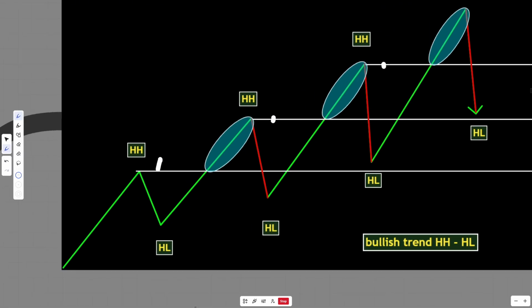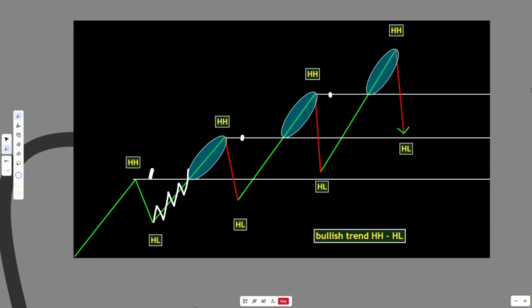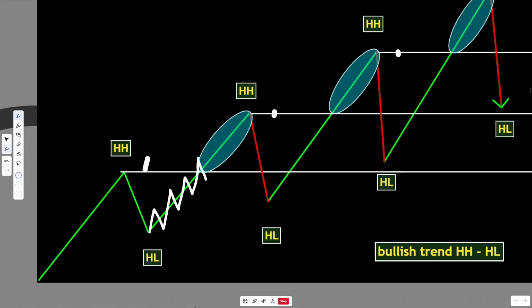So when the price breaks the swing high, you will see on the lower time frame like this: the price will break the swing high, and it will continue making higher highs and higher lows on the smaller time frame. This is on a higher time frame. On a smaller time frame, you will see it like this. This is all a trap for the buyers. So from this area to this area is the trap.